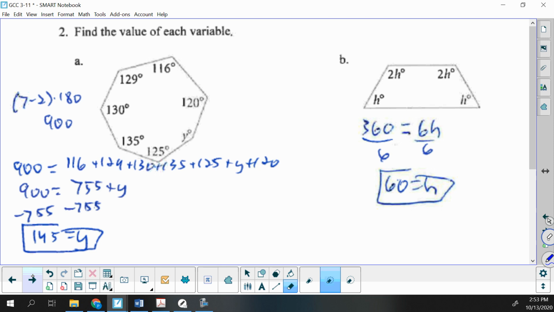In B, we've got a quadrilateral, so it's 360. We just saw that in the warm-up one. So add up the h's, you get 6h. Divide by 6, you get 60. And if you weren't sure that it was 360, you do 4 minus 2 times 180, and that would give you the 360.